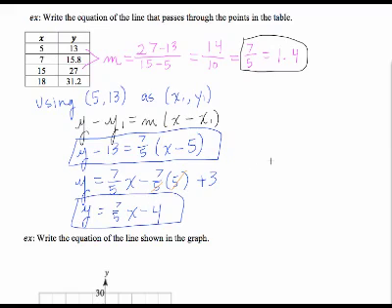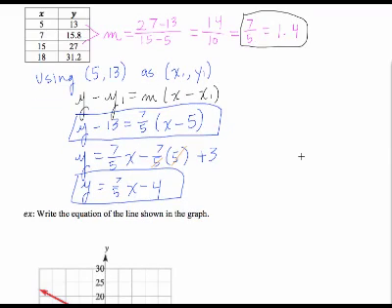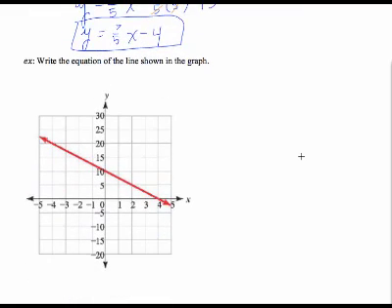Okay, there it is. It would be a good idea for your practice to try writing this point slope form with a different point on the line and then solve it for y and make sure you get the same thing. Okay, let's just do another different example.